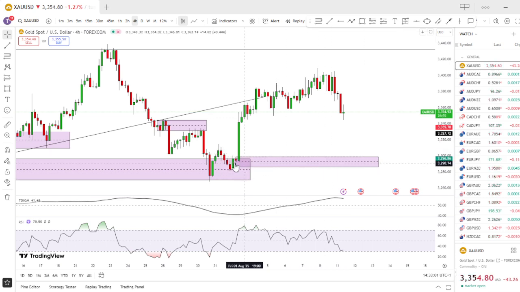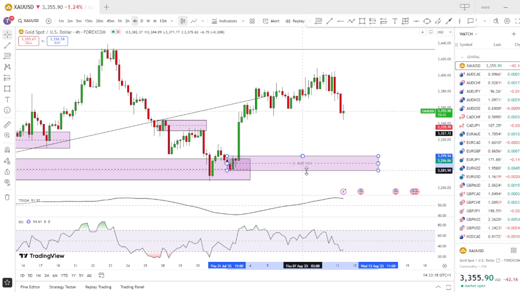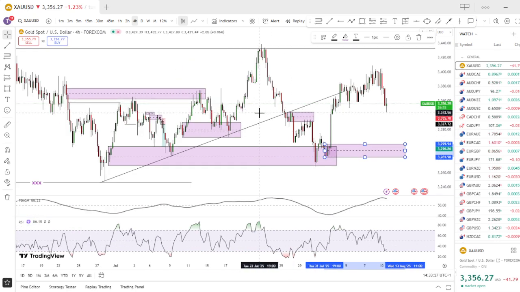Preferably though, I would be more comfortable waiting for price around here. So let me just put this here. Yeah, 3299.94 and 3286.50. Oh, let me increase it a little bit to the end of that point here. So let's just use this candle. So 3299.94 and 3281.90. If I'm going to be looking out for buys, that will be where I'm watching out for the buys from.